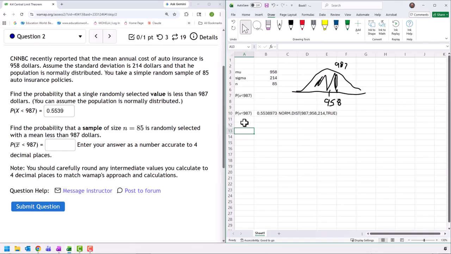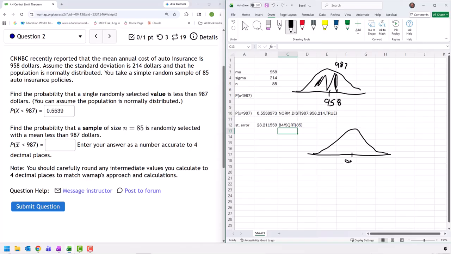Now, the new idea here is if we take samples, we're going to have a new standard error. The standard error is going to replace the standard deviation, and it is sigma divided by the square root of n. I'm going to go ahead and type these numbers in. We have a little different deal here. So now our standard deviation is basically 23. So from 958, one standard deviation is like $981.